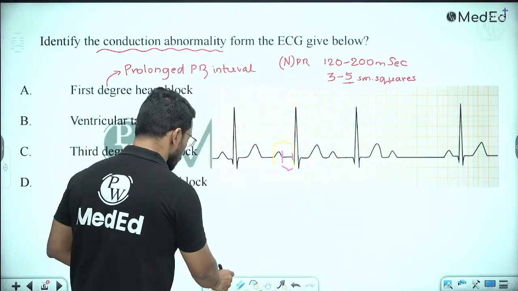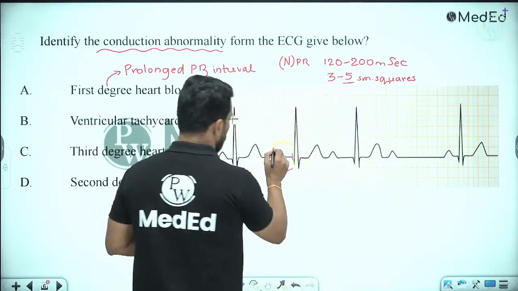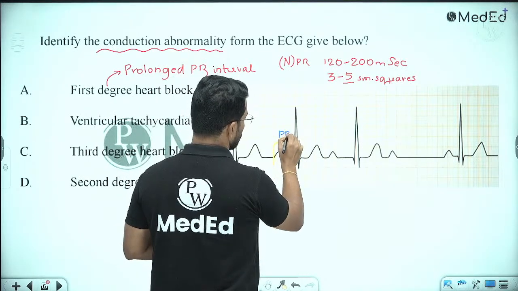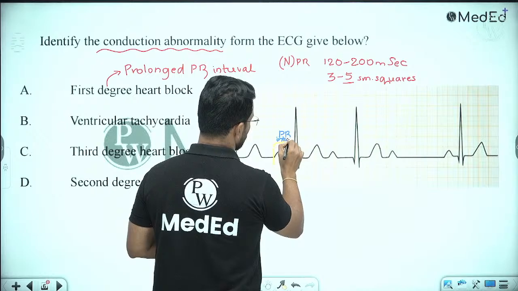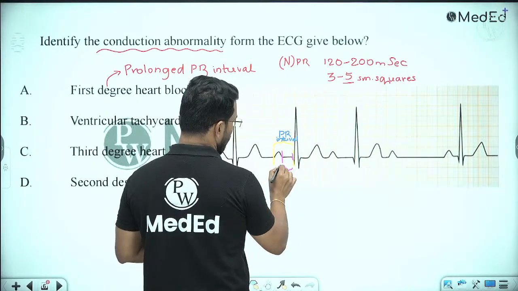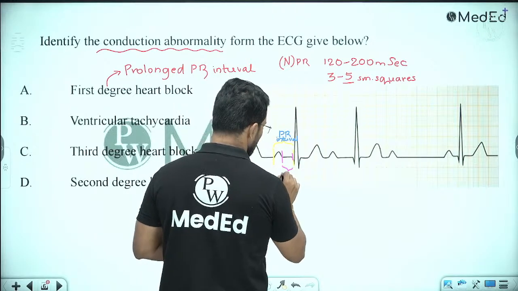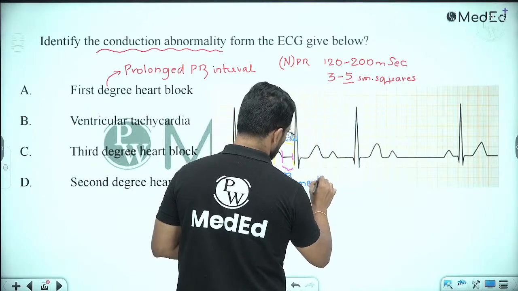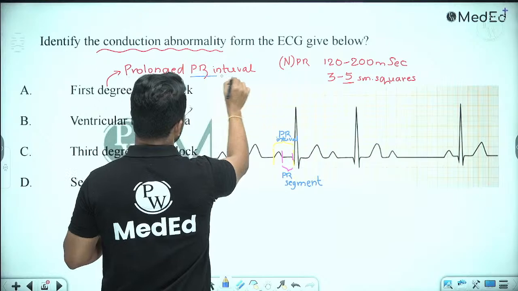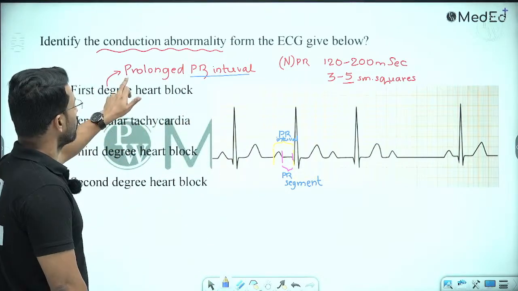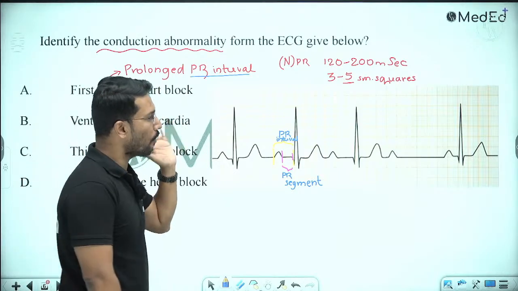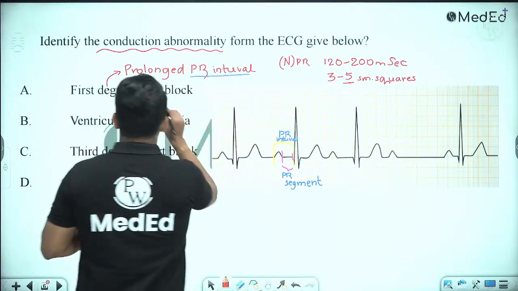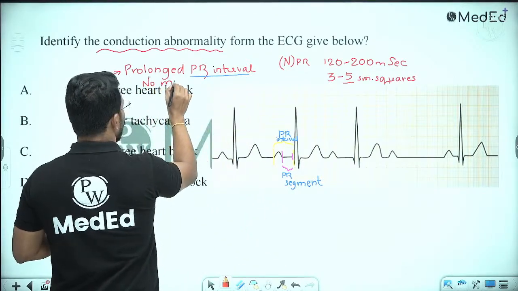So when I say PR interval, it includes the P wave, from the beginning of P wave to the beginning of QRS complexes. That is your PR interval. And from the end of P wave to the beginning of QRS complexes, that is PR segment. So to detect the AV blocks, I'm interested in PR interval. Okay, so in first degree AV block, there is prolonged PR interval, but there will be no missed QRS complexes.